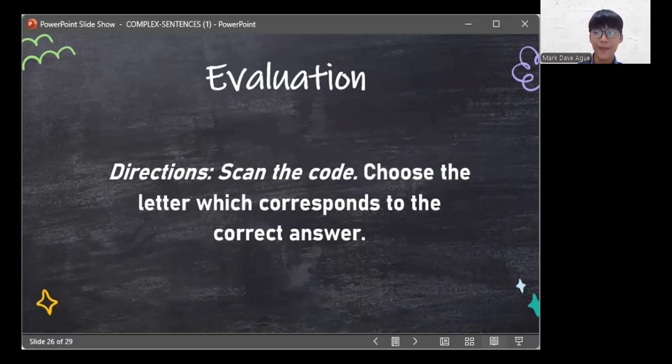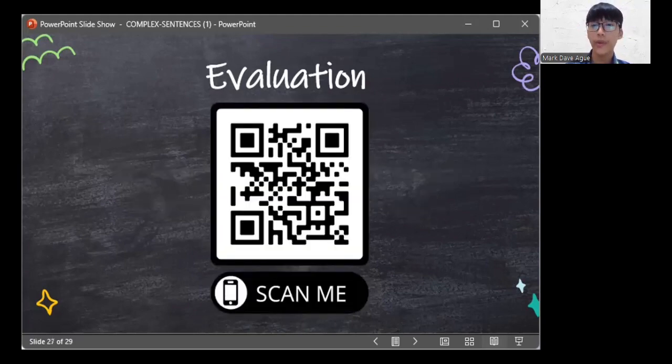Okay, very good class. Now, we will have our evaluation to really know if you have understood our lesson for today. I will present a QR code. You have to scan the code because the quiz will be in that QR code. Now you have to choose the letter which corresponds to the correct answer. Now here is the QR code. Kindly scan, everyone.